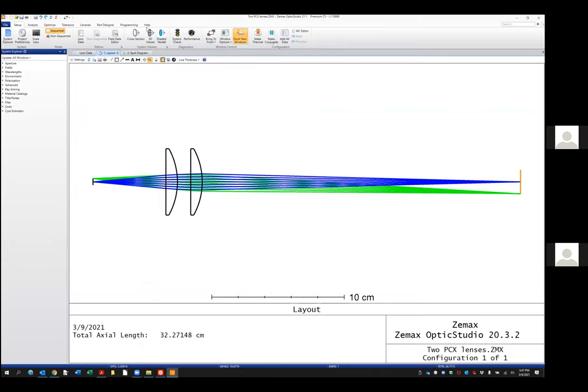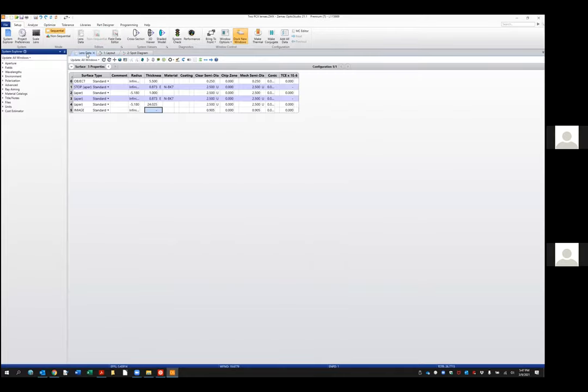Anybody need more time to open up a file with two lenses in it? All right, hearing no complaints.